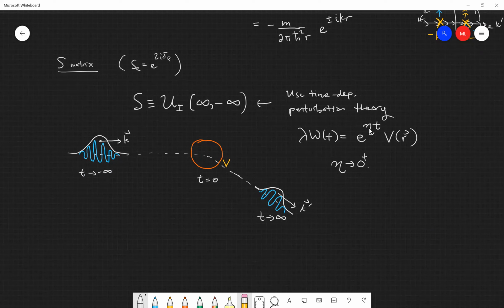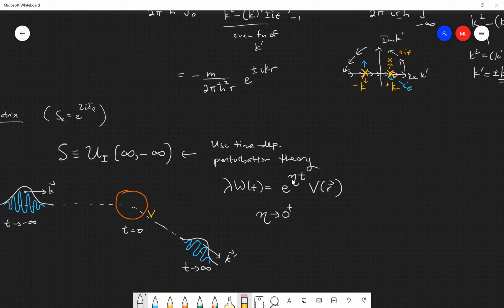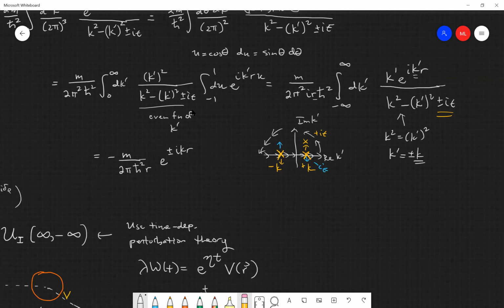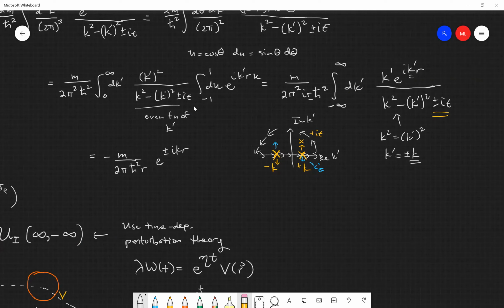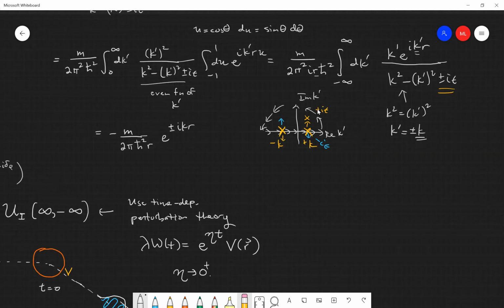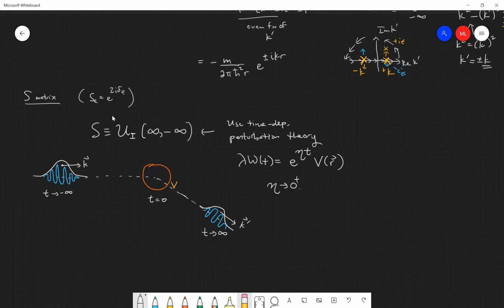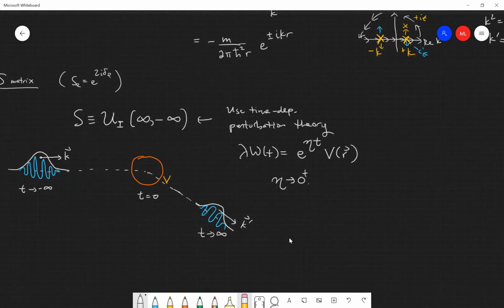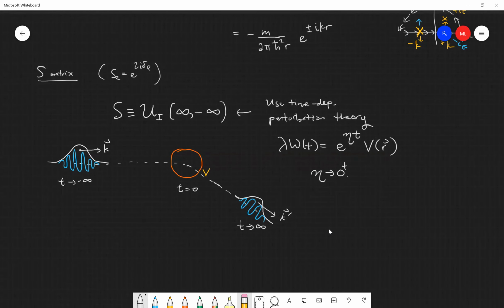So you see, if eta is positive, then as t goes to negative infinity, this thing just becomes 0. So it sets up the boundary condition for you, the right one. We'll see that this eta is equivalent to choosing a positive epsilon here. And we'll see how, because it comes directly out of time-dependent perturbation theory.